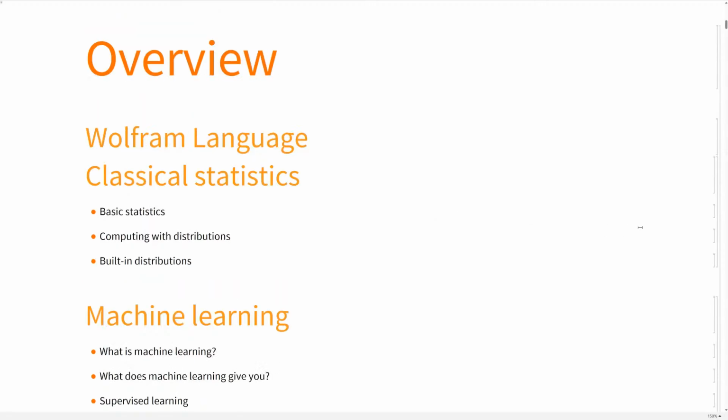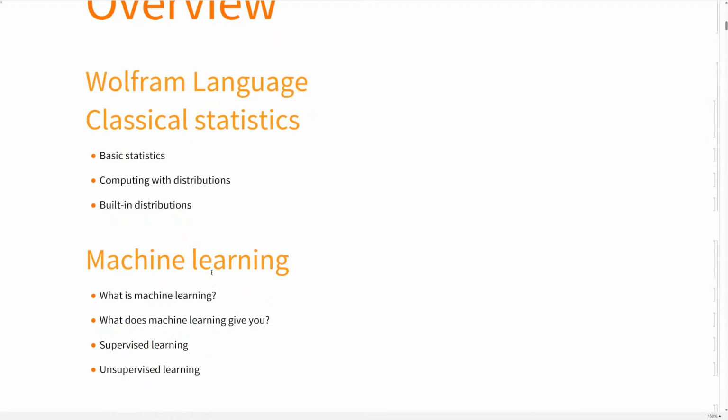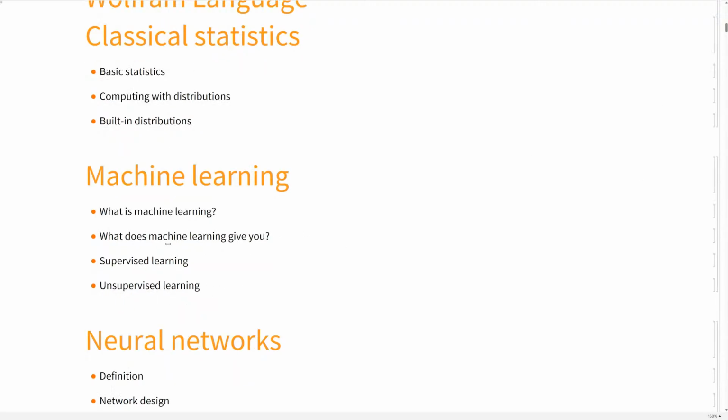First of all, the overview. We'll talk about classical statistics in Wolfram Language, and how to use our functions to do basic statistics models and compute with distributions. There are a lot of built-in distributions. The second part is machine learning, which will give a short overview of what machine learning is, what the examples of machine learning are, and how it can help with analyzing data.